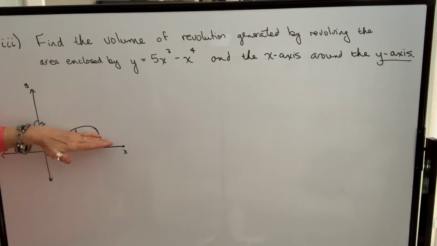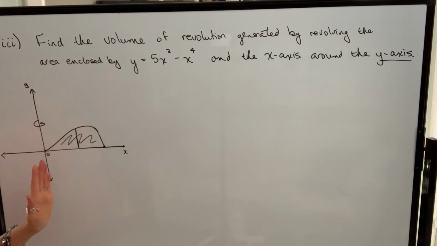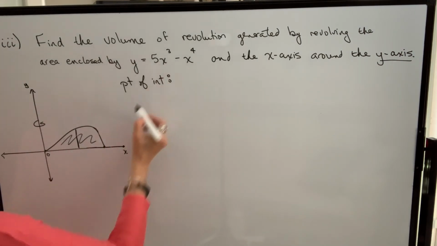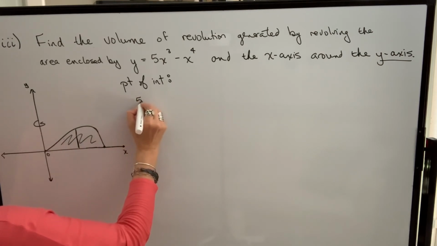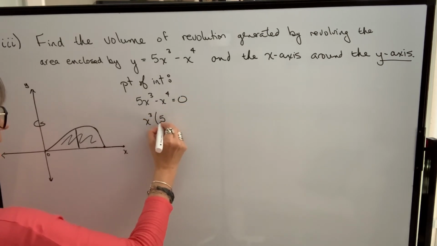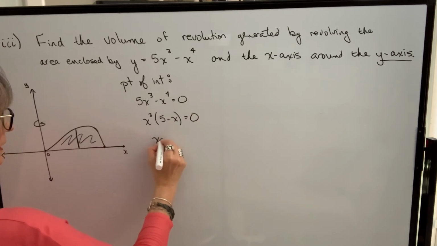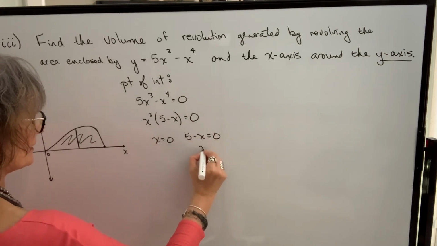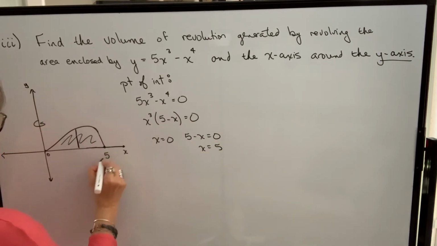It's not possible to define a horizontal rectangle because this function is the same as this. So if you subtract that, you're going to get 0. So in this particular example, we do need to use vertical rectangles. And because it's parallel to the axis of revolution, we're using the shell method. Let's find our points of intersection. Points of intersection will be when this function is equal to 0. Factor out an x cubed. So x equals 0, we already know, and 5 minus x equals 0, in which case x equals 5. So those are our limits on our integral.